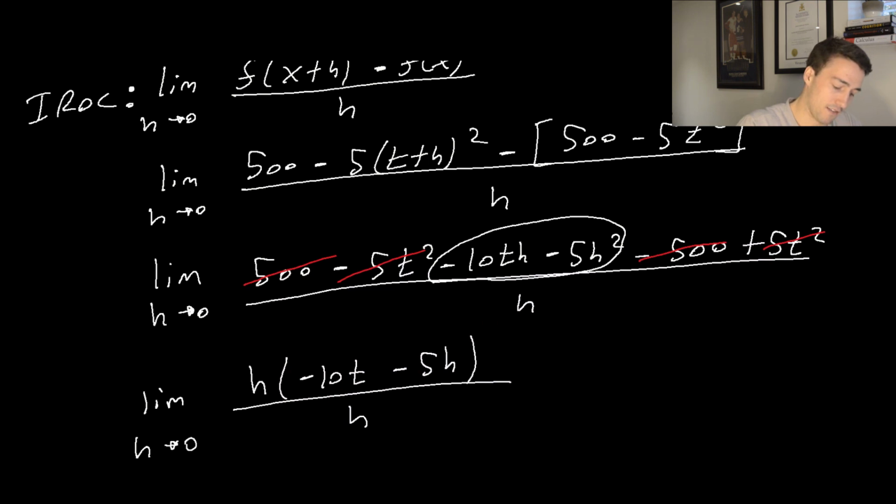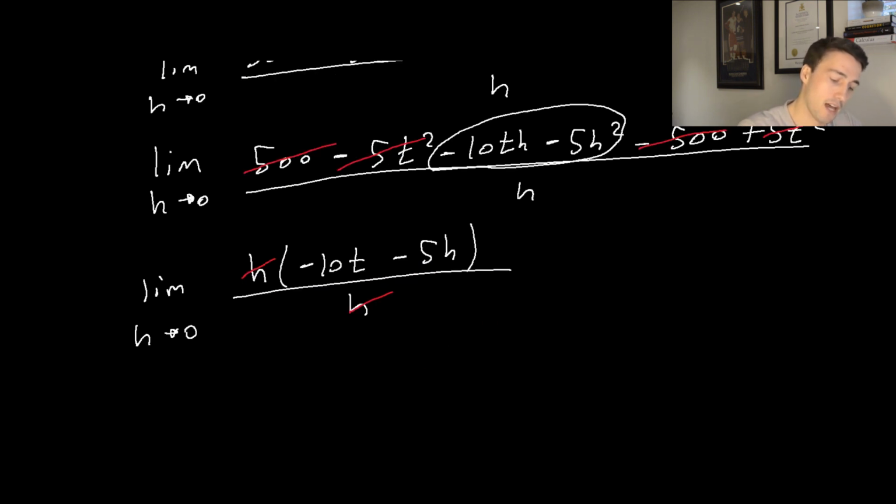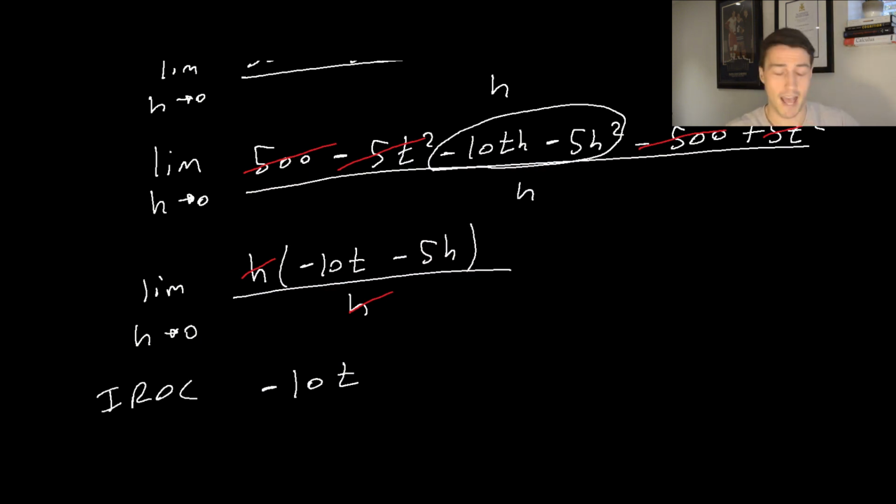Now I can cancel these two out and plug the limit value of h equal to 0 into this function. So this is now going to result in negative 10t. And this is the IROC of the entire function, right? So we could put in any value of time here, and obviously between 0 and 10 seconds, because that's where this function is defined. But if we do that, then we'll get a value of the slope at that point.